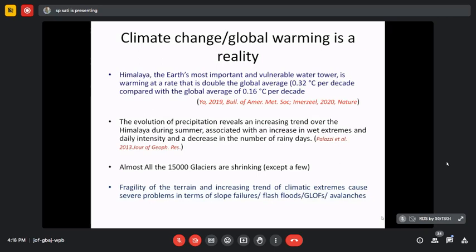Another thing which is very important, and most of the people who are sitting here among the audience know, is that almost all the 15,000 glaciers in the Himalayas are shrinking, except a few.